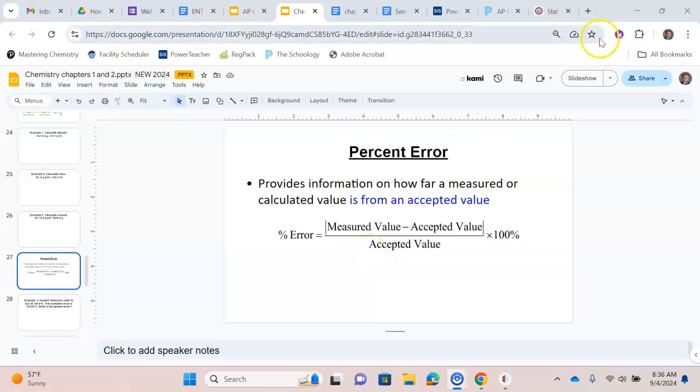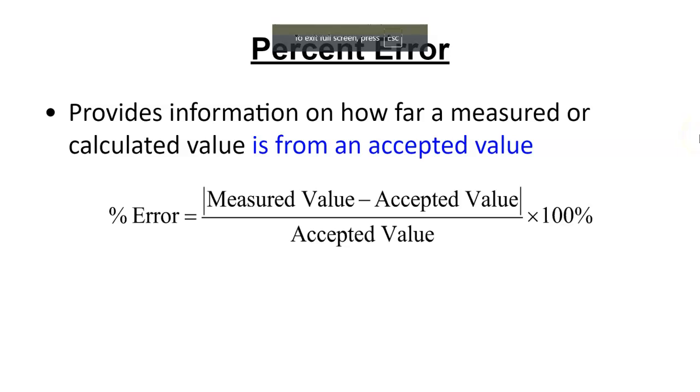Welcome back. The last thing we want to talk about here in chapters 1 and 2 is percent error. So percent error measures information on how far a measured or calculated value is from an accepted value. Often in a lab, you'll do an experiment and get a result, your measured value. But then you'll compare it to the known value, a value that was maybe determined with more sophisticated equipment, or was determined based on more trials, and you'll compare the two as a percent.